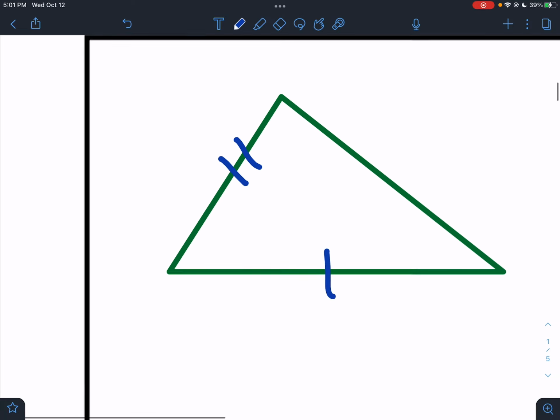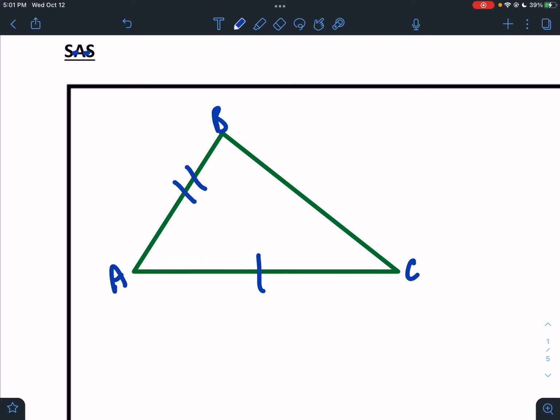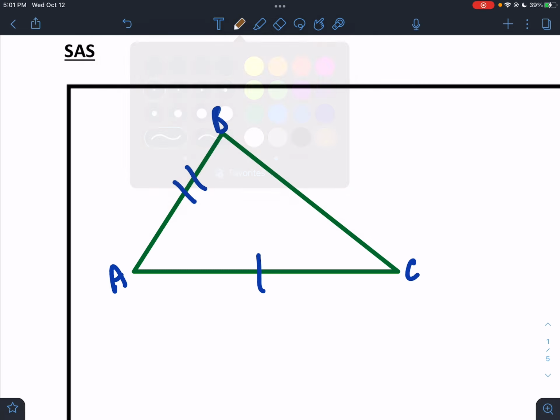Looking at the picture, let me label these A, B, and C. What's the included angle? Well, there's a few ways you can tell. If I were to trace the two sides, I know BA, I know CA. If I trace those two sides, I've literally made the included angle. The included angle must touch or hold hands with, right? It's holding hands right here. It must touch or hold hands with both sides.